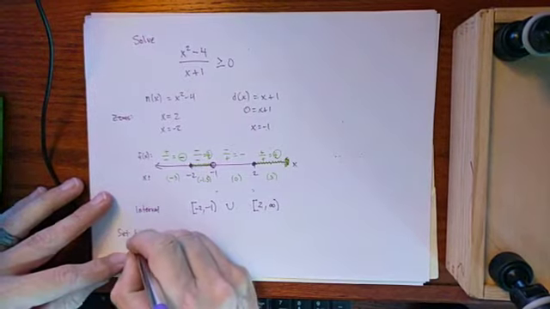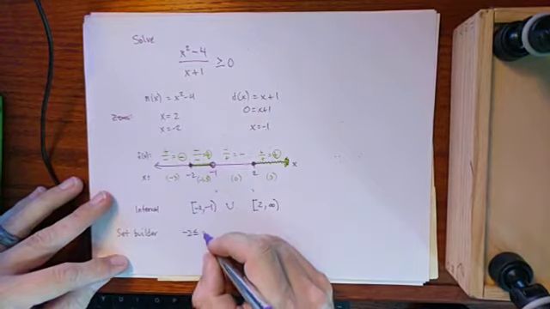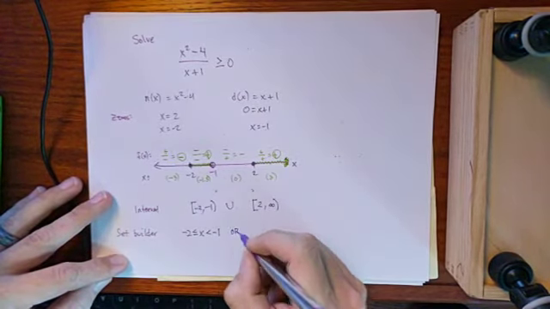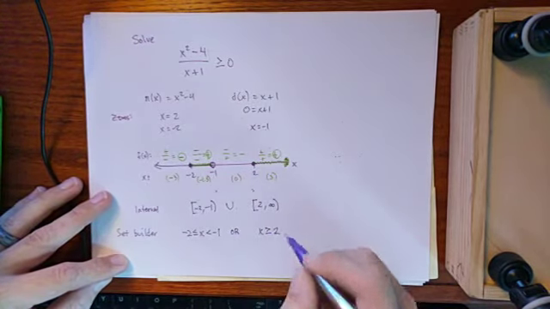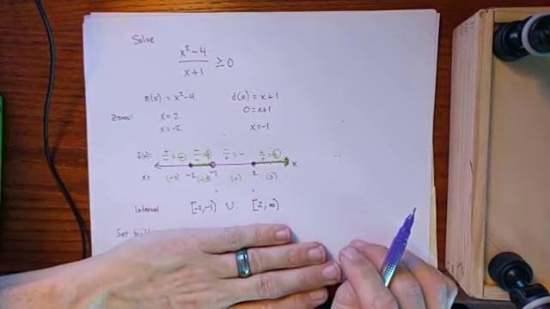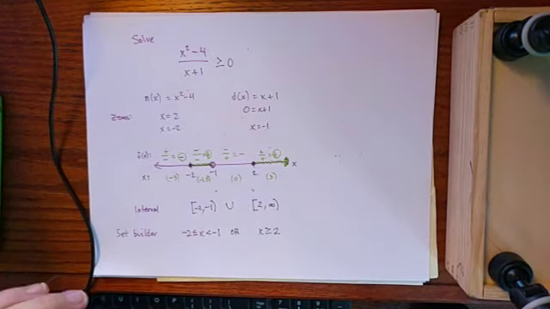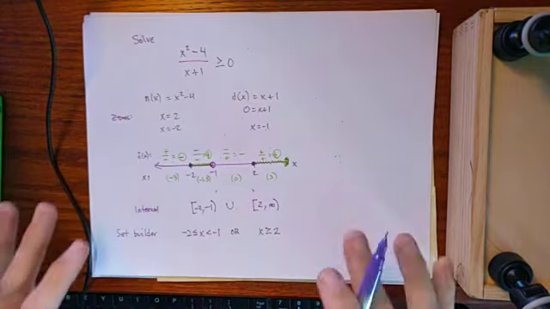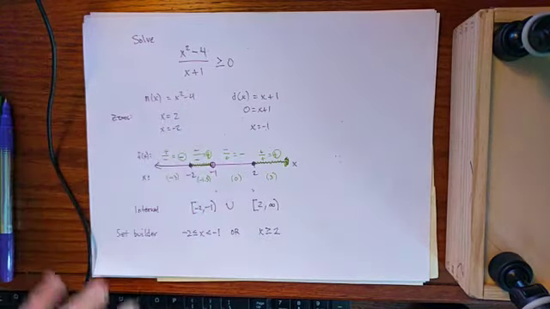If they ask you for set builder notation, this would be negative 2 less than or equal to x less than negative 1, or x is greater than or equal to 2. And this is a little bit more awkward to write, so more than likely you're going to be asked to write it in interval notation. Okay, all right, long video, sorry about that, but that's just one quick example of a rational inequality.